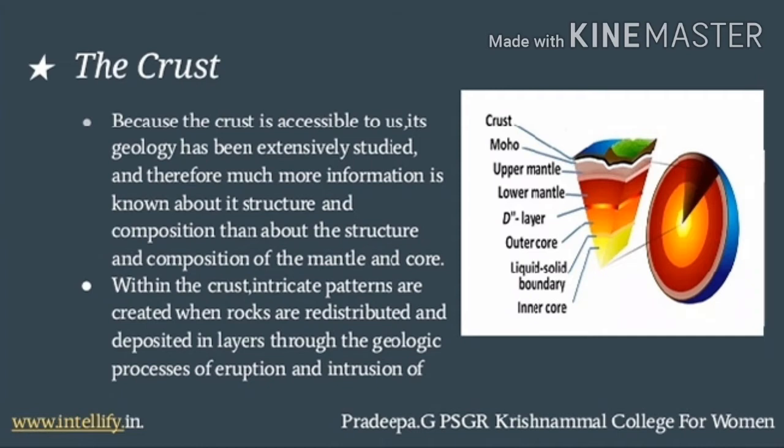It explains the brown layer is crust, below the white is Moho, upper mantle, lower mantle, D layer, outer core, liquid solid boundary, and the yellow is inner core.